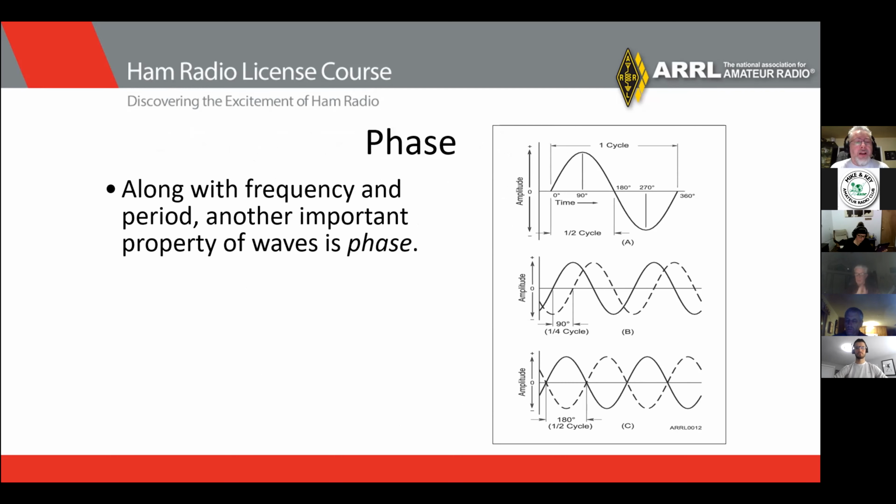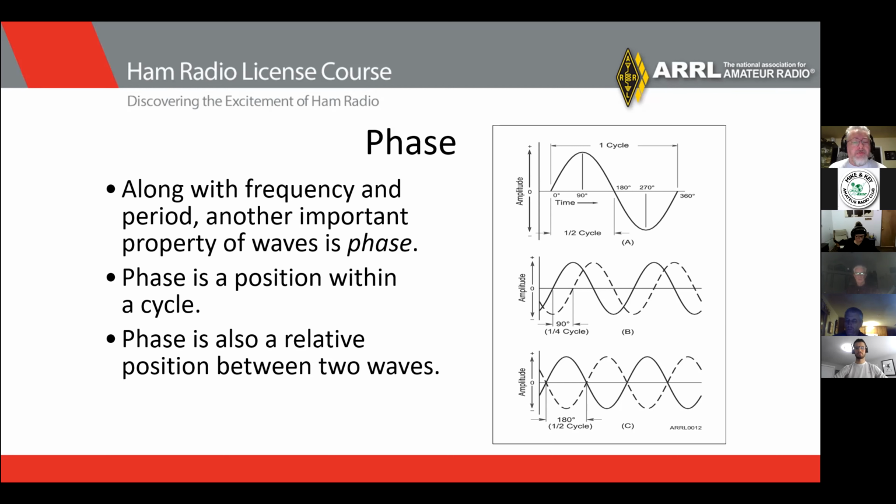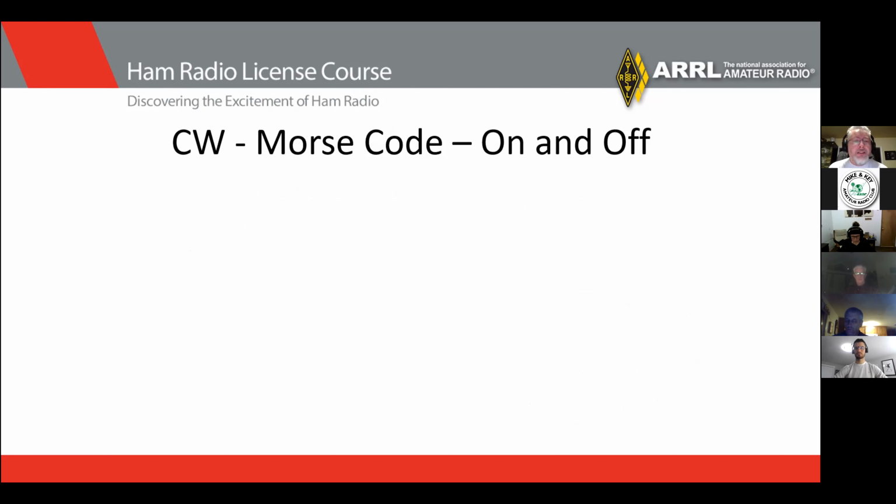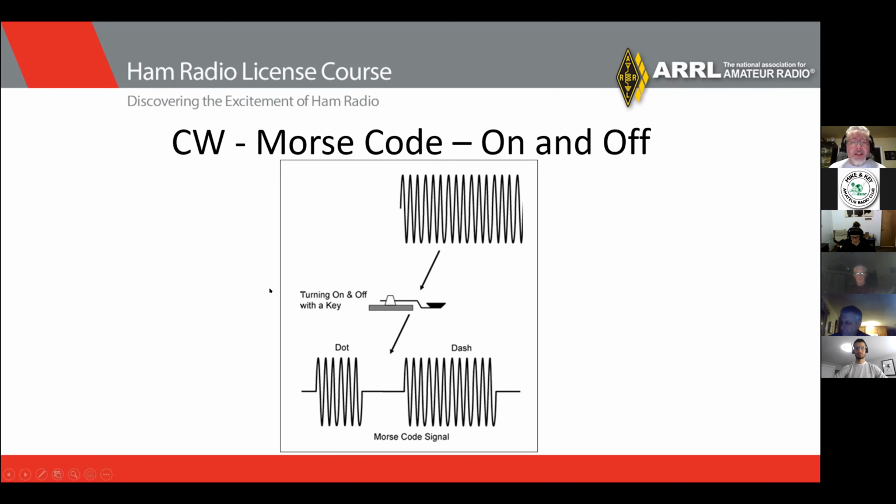The phase. Along with frequency and period, another important property of a wave is the phase. Phase is a position within a cycle. Phase is also relative position between two waves. CW or Morse code is on and off. And as you see here, when it's on, you have the carrier with the tone, and when it's off, you have a blank spot, and then when it's on longer, you'll have the carrier and the tone in it.